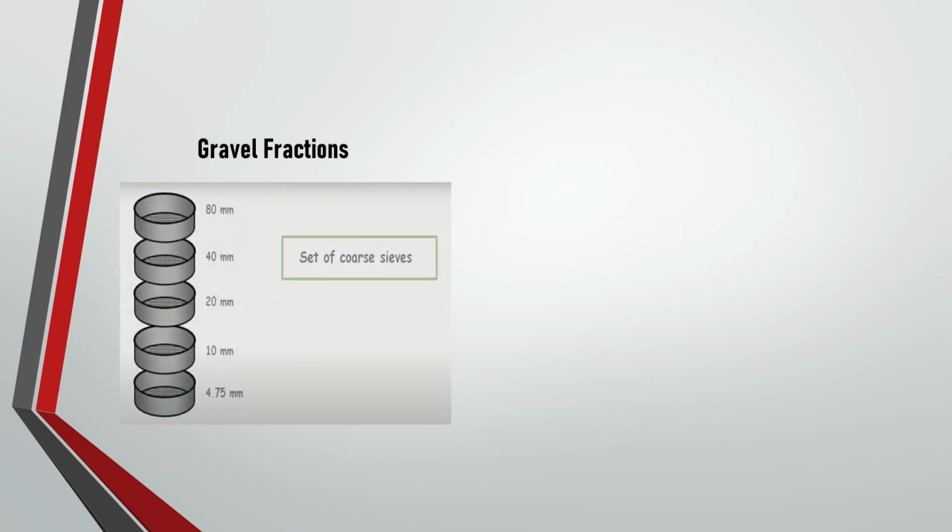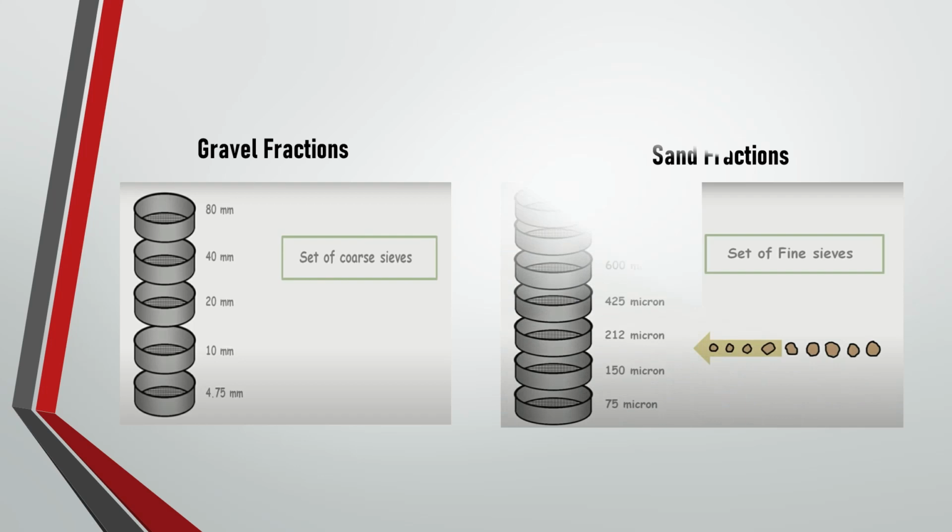For gravel fraction, we require sieves of sizes 80 mm, 40 mm, 20 mm, 10 mm, and 4.75 mm. This set is called the set of coarse sieves, as it sieves the coarser part of the coarse soils. The second set of sieves for sand fraction consists of sieves of sizes 2 mm, 1 mm, 600 micron, 425 micron, 212 micron, 150 micron, and 75 micron.